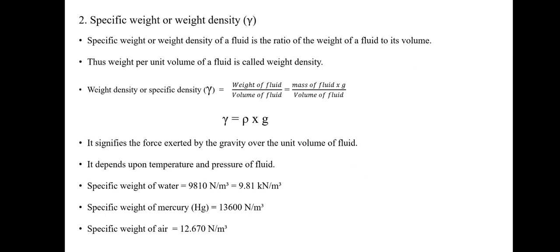Now, specific weight. Specific weight is the ratio of weight of fluid to its volume, and it is related to mass density. Weight density is equal to mass density into g, and it depends upon temperature and pressure of fluid. Specific weight of water is equal to 9.81 kilonewton per meter cube. The specific weight of air is 12.67 newton per meter cube.